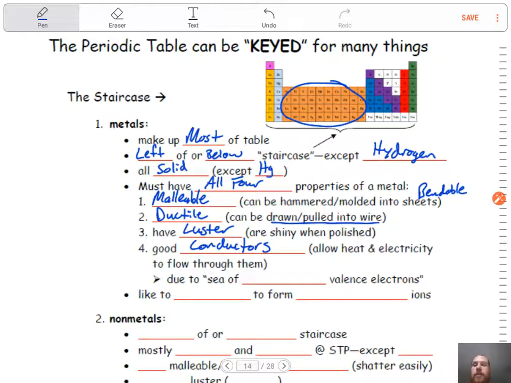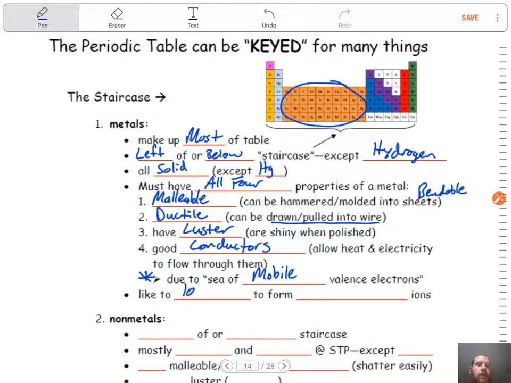The reason why they're such good conductors is because of this piece right here. Star this. Make sure you know this. We'll come back to it when we talk about bonding in our next unit. But the reason why they're such great conductors is due to their sea of mobile electrons. Mobile valence electrons. Again, we'll talk more about that in our next unit on bonding.